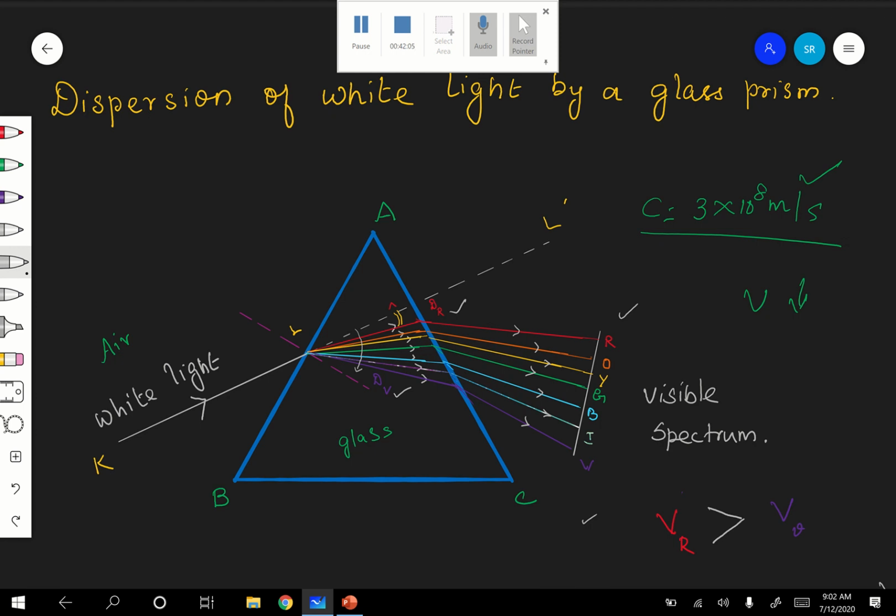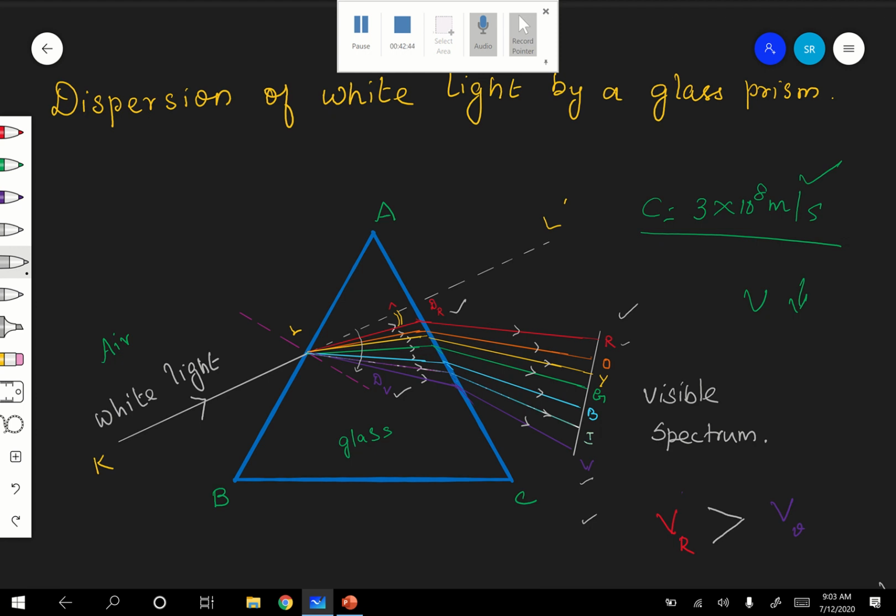If you see, the velocity of red will be maximum and the velocity of violet will be minimum. As you go from red to violet, the speed of light gradually decreases. Speed is minimum for violet, maximum for red, and intermediate for the other colors. As you go from red to violet, the speed will gradually decrease, but the deviation will gradually increase. Is it clear, children?